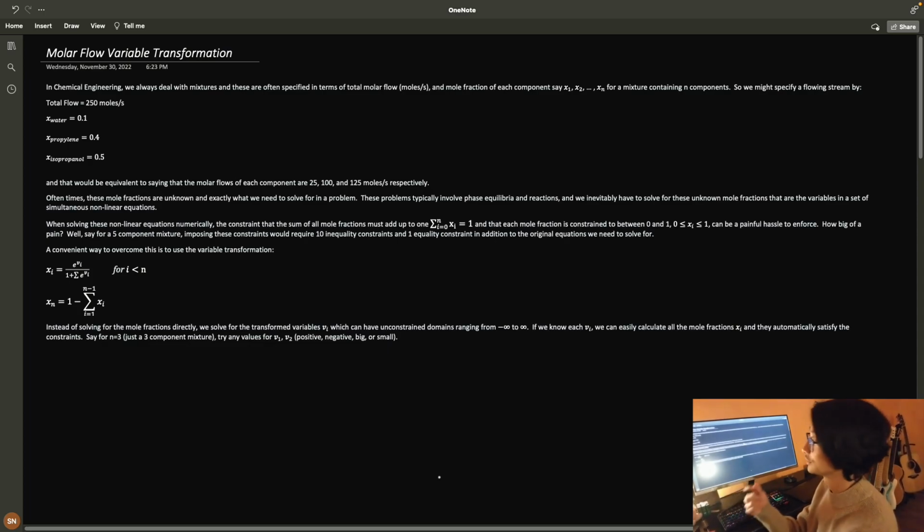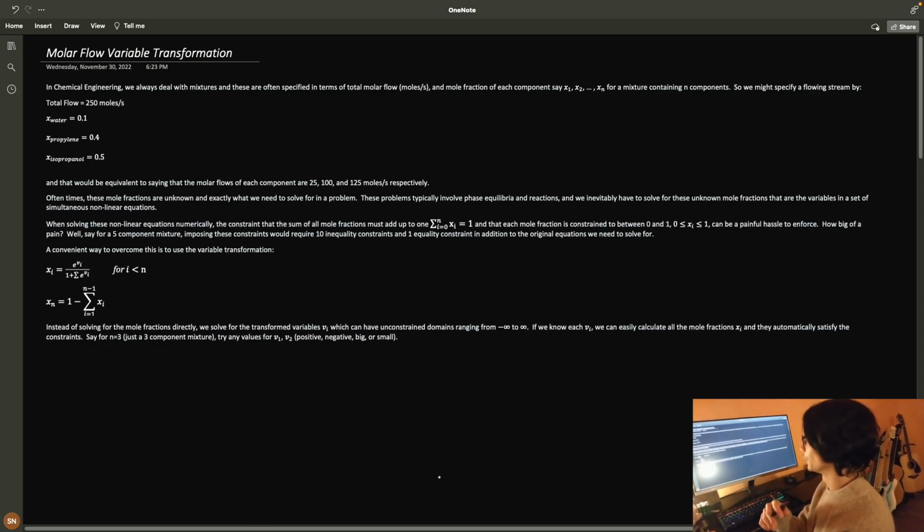Now, generally we're trying to solve for the mole fraction of a certain component, and as the number of components in a mixture gets larger, the calculations become more and more complex. So we might even have to deal with a set of nonlinear simultaneous equations. So in order to make these calculations easier, what we can do is transform the mole fraction variables.